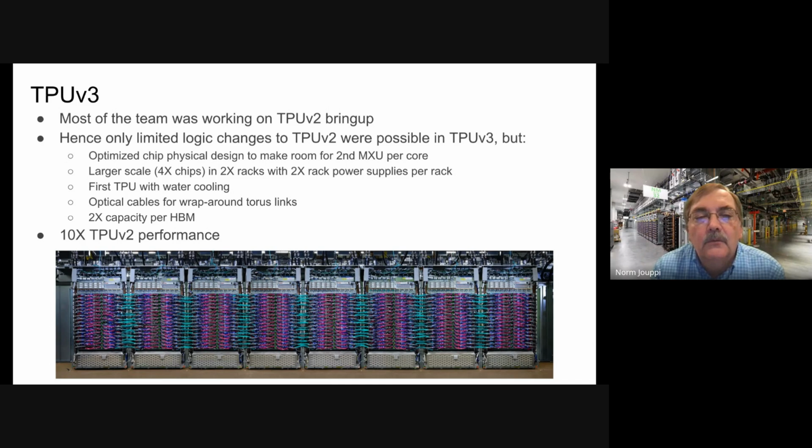Then, while we were working on bringing V2 up, we worked on V3, where we pushed the clock frequency higher and supported that with water cooling, and doubled the number of compute units and doubled the memory, and used optical cables for wraparound links. So it had 10x the performance of the previous version. And this one was responsible for a lot of the ML compute during its heyday.